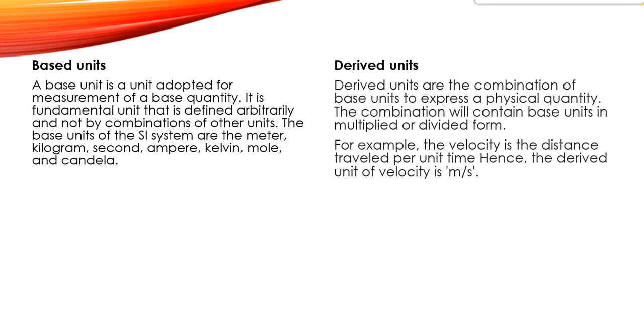In case of derived units, derived units are the combination of the base units to express a physical quantity. The combination will contain the base units in multiplied or divided form. For example, velocity is the distance traveled per unit time. Means the distance must be in meter or millimeter, kilometer, and per unit time means second. So the unit of velocity is m s^-1.